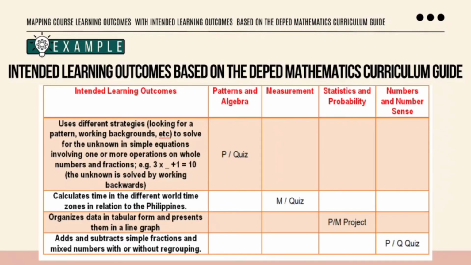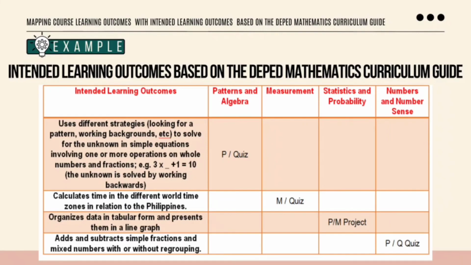Last one is under numbers and number sense. The intended learning outcome is to add and subtract simple fractions and mixed numbers with or without regrouping. Here, it is said that it is to be practiced through a quarterly quiz or quarterly exam.